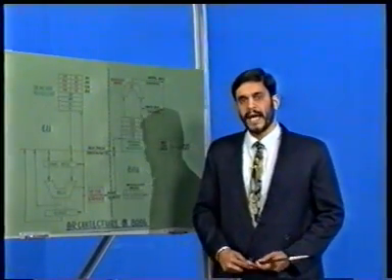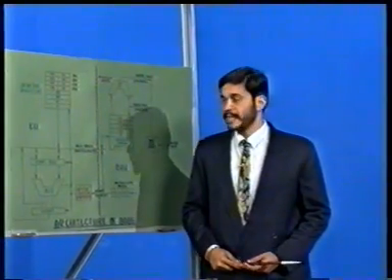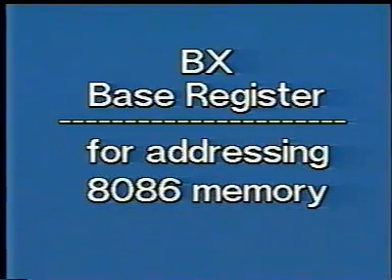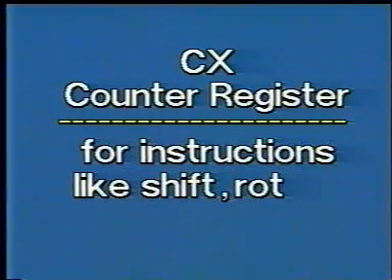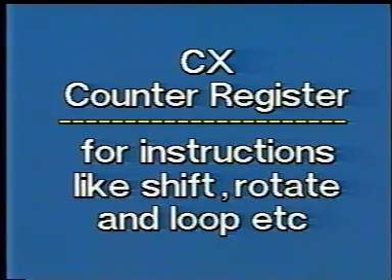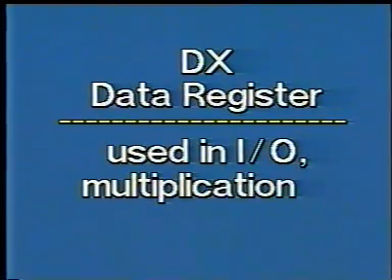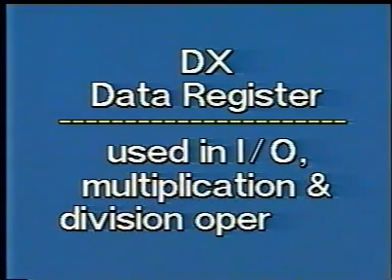In addition to serving as general purpose registers, BX, CX, and DX also have certain special roles to play. BX is called the base register. This is the only GPR whose contents can be used for addressing 8086 memory. In fact, 8086 BH and BL registers are equivalent to 8085 H and L respectively. CX is called the counter register, as some instructions like shift, rotate, and loop use the contents of CX as a counter. Data register DX has a special function in relation to certain IO operations and in multiplication and division operations.